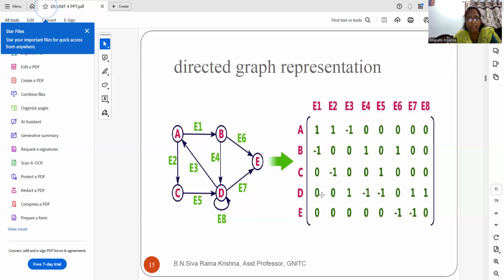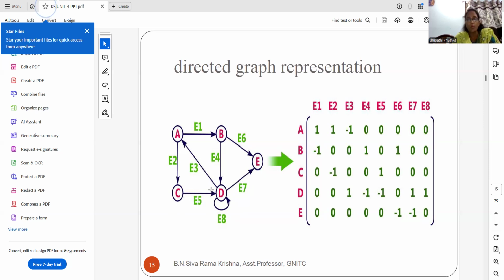Next, D to E1 0, D to E2 0, D to E3, it is an outgoing edge, so 1. D to E4, it is an incoming edge to D, so -1. D to E5, incoming edge, so -1. E6 0. D to E7, it is outgoing row to column, so 1. D to E8, here we have a self loop, so 1.